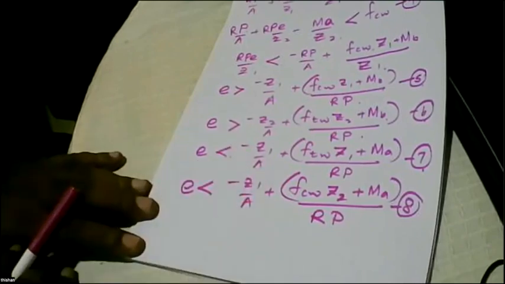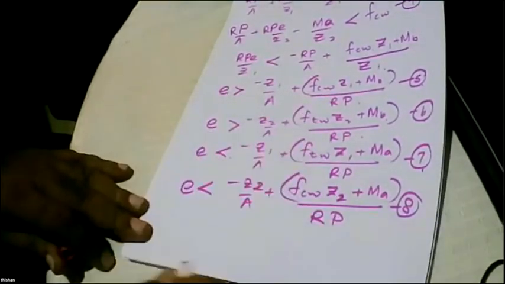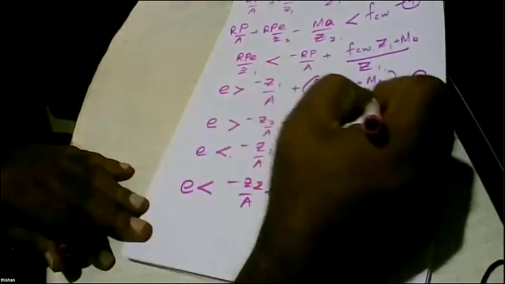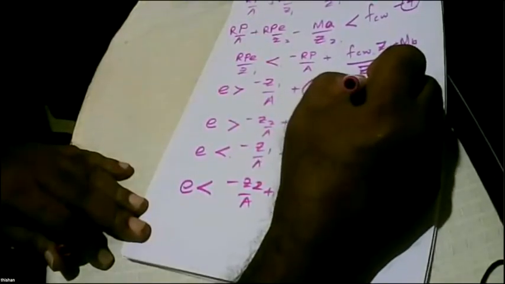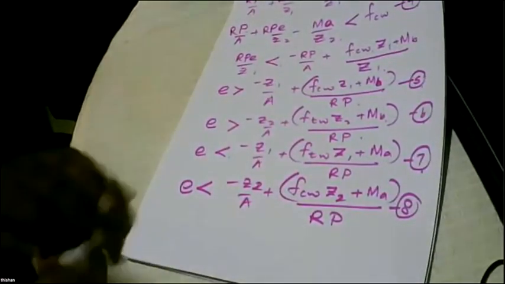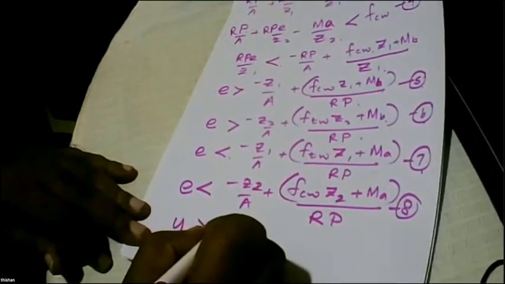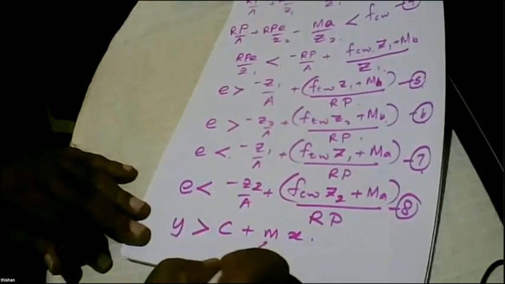So the same pattern as we have seen earlier, the same pattern Z1, Z2, Z1, Z2 and Z1, Z2, Z1, Z2. Here MB, here MB. Right? Very simple pattern. Same pattern, same inequality, everything similar. So that is Y greater than C plus Mx. What is M? 1 over P.